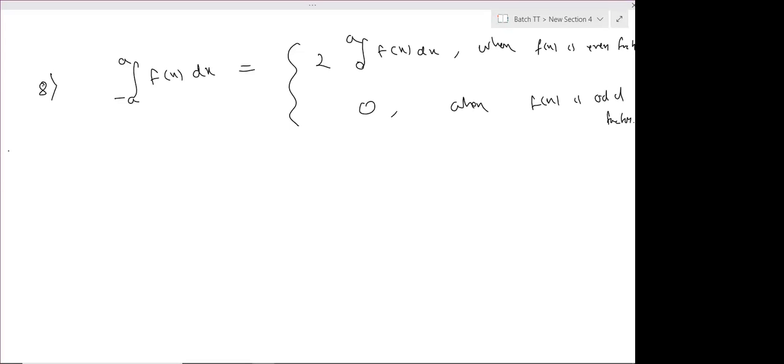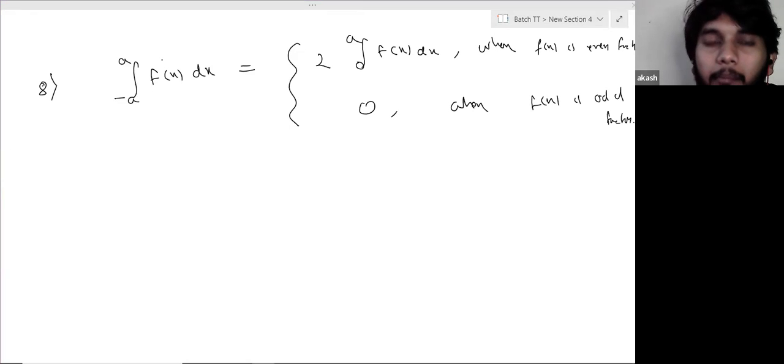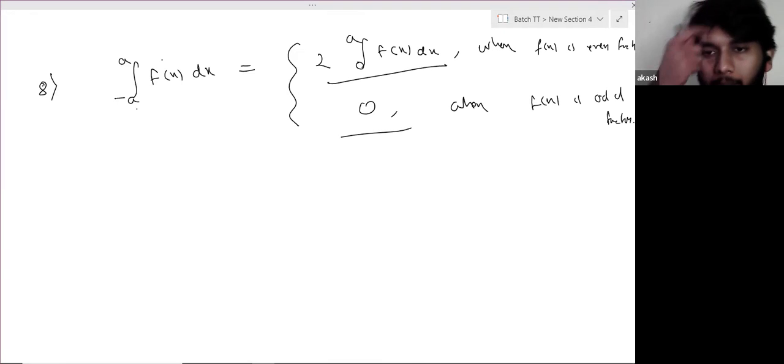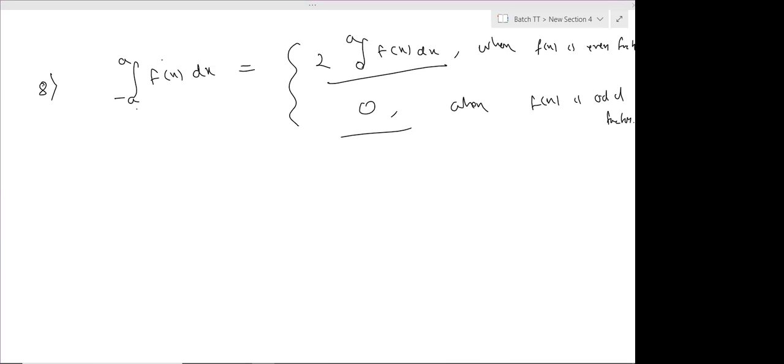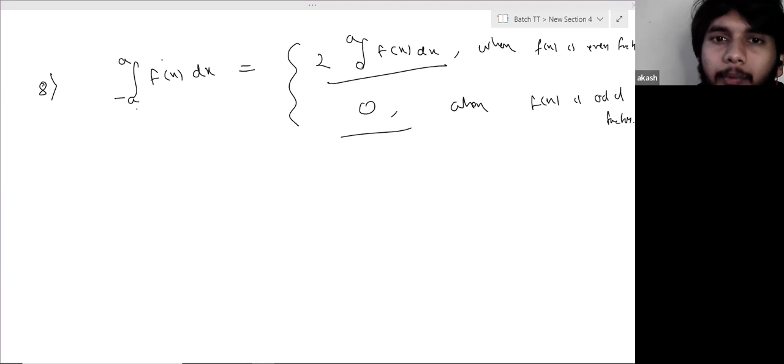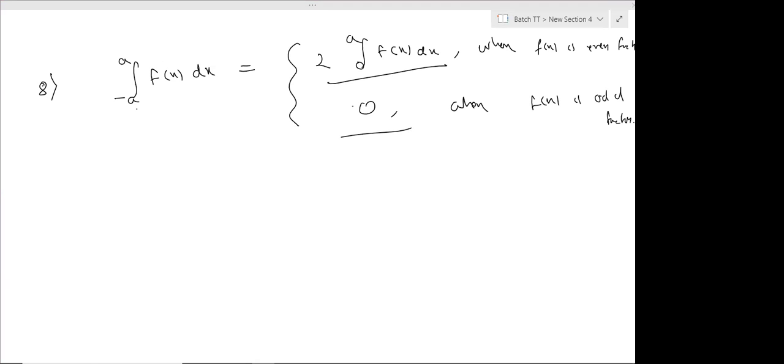Very important to know. So whenever you see the limits minus 2 to 2, minus pi to pi, and so on, always check if the function is even or odd. If it is even, then write this. If it is odd, then write this. Clear? Could you explain this part again? Which part? The property again? This property. Yeah. All right.